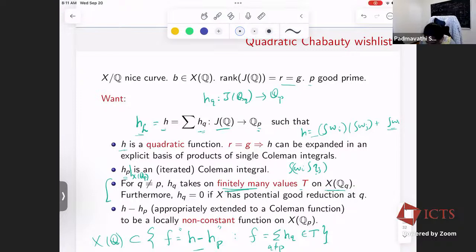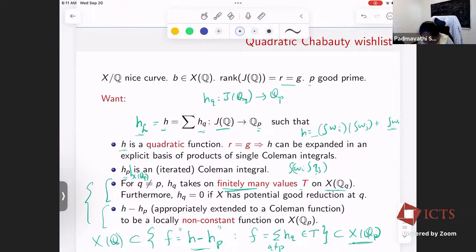And of course, you want to make sure that you don't write down a silly function. If the function that you write down happens to be identically zero, that's really not any constraint on the set of P-adic points. So you want to make sure that locally, this H minus H_P on each residue disk is something non-constant, so it has finitely many zeros. So these two finiteness properties are key for cutting out a finite set of points inside the set of P-adic points on the curve. Right? So these are the features that show up in the kind of functions that show up for quadratic Chabauty.